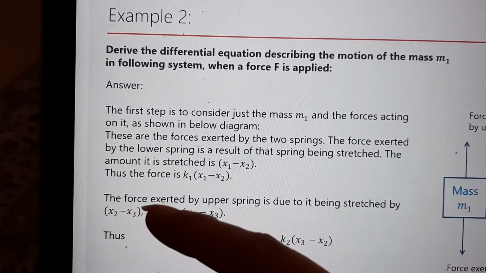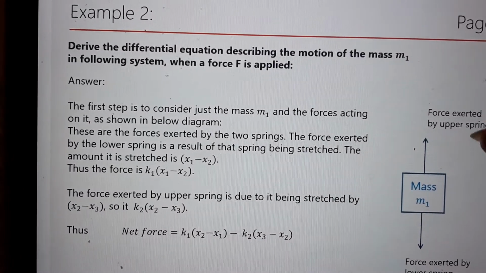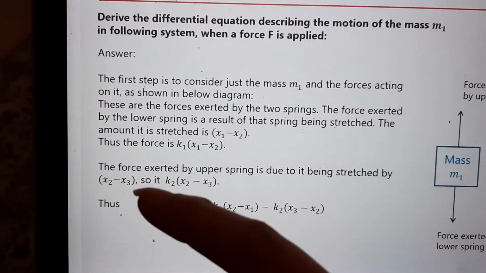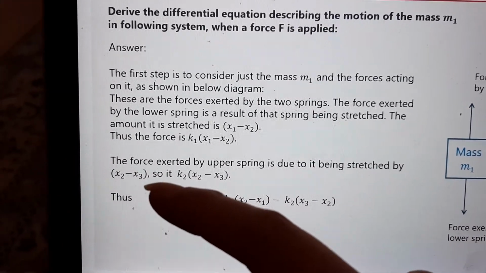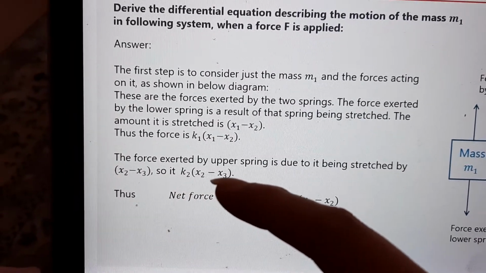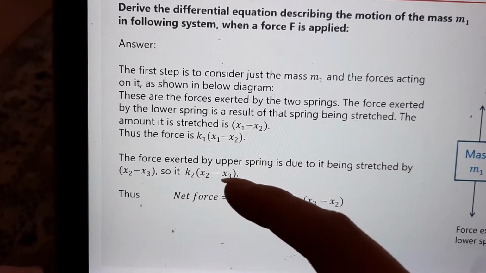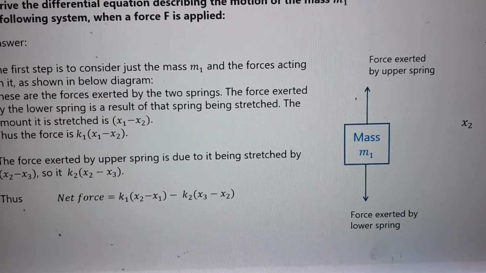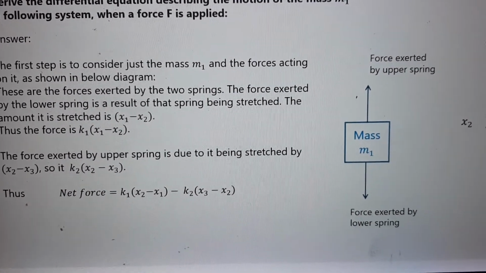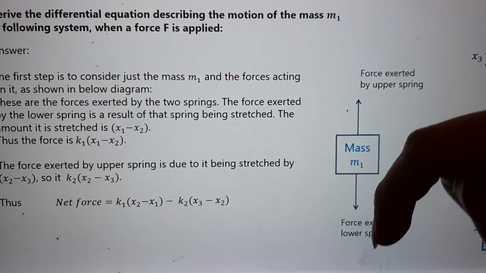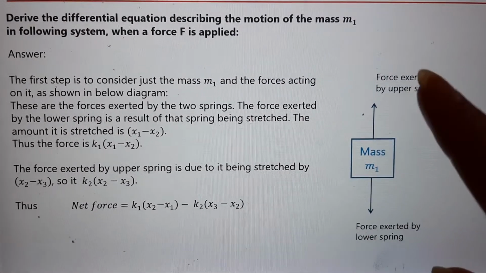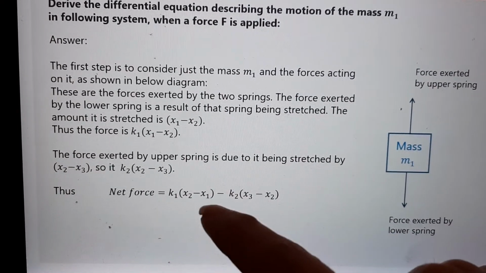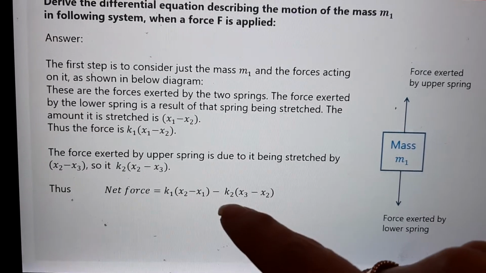On the other hand, if we look at the upper spring, the force exerted by the upper spring is due to it being stretched by x2 minus x3. If we multiply K2 by that, we have that force. If we look at the net force here, the force that is coming toward F will have the positive sign, and the other one will have a negative sign. So the net force would be this force minus this force and this force here.